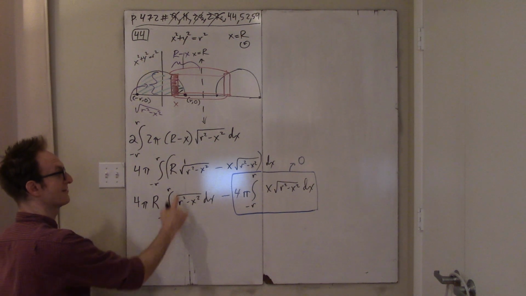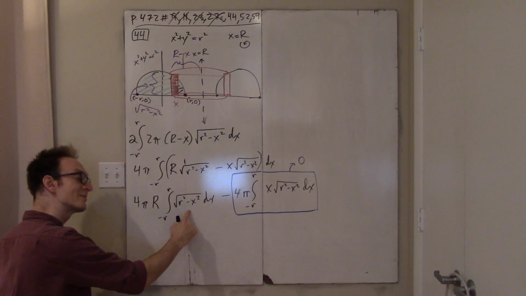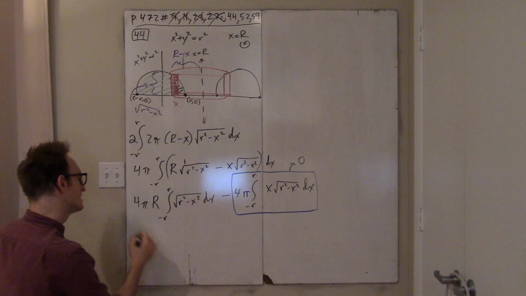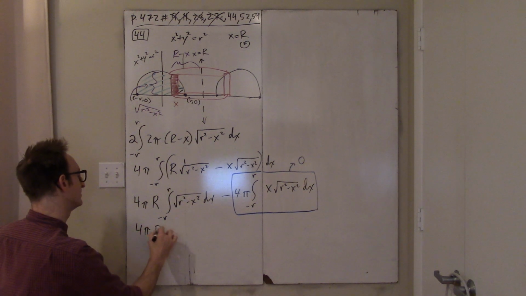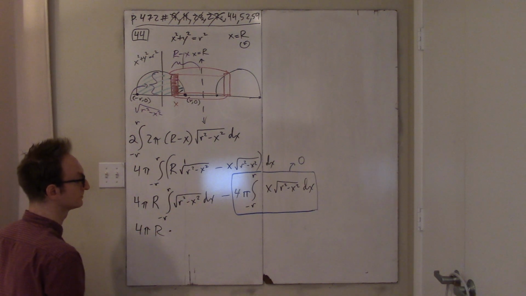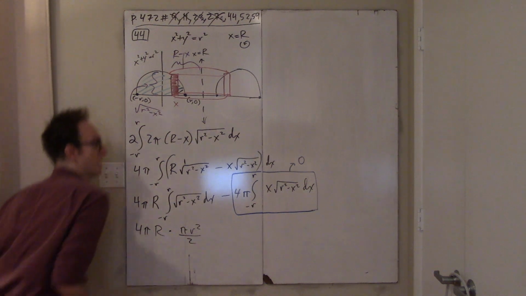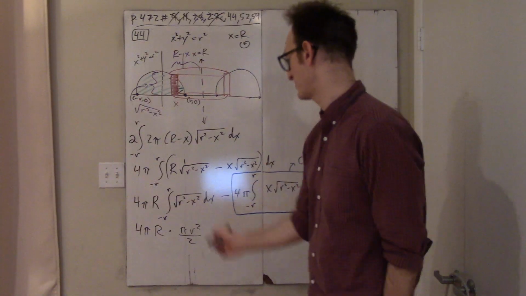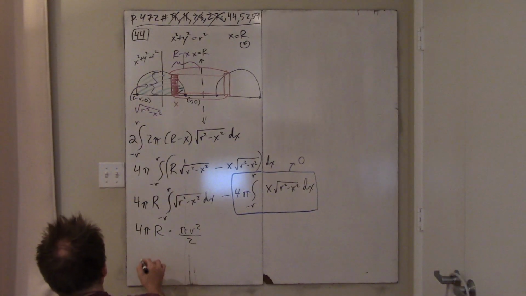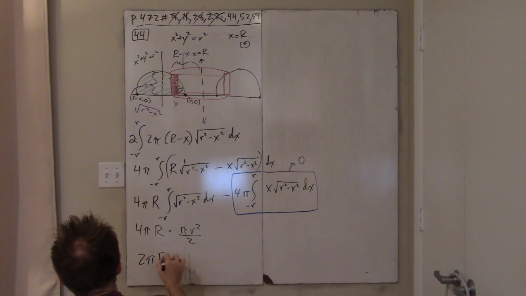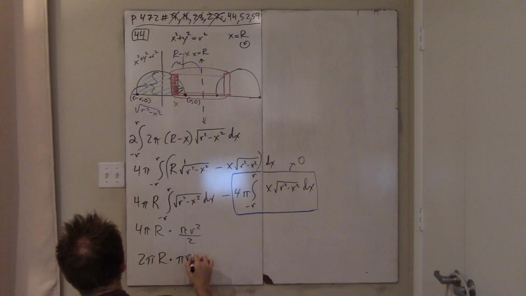This integral from negative r to r, root r squared minus x squared, that's just a semicircle centered at the origin of radius r, so that just becomes pi r squared over 2. Pi little r squared over 2. And so, what we end up with is the same thing that we got before, right? 2 pi big R times pi r squared.